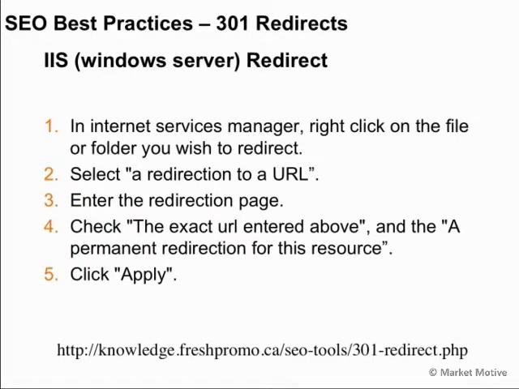Within Windows, in Internet Services Manager, you're going to right-click on the file or folder you wish to redirect, select a redirection URL, and then make sure that the exact URL entered above is a permanent redirection for this resource, and click Apply, and also select Permanent Redirect, because the default is a 302 within IIS.